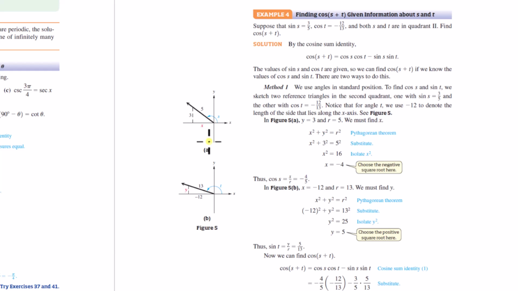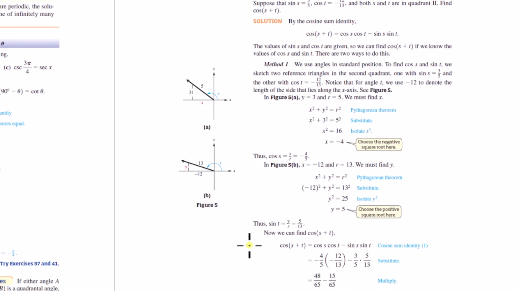We need cosine of s and sine of t. We could go ahead and just get them here. And there you go.